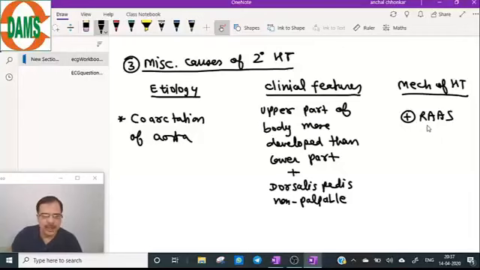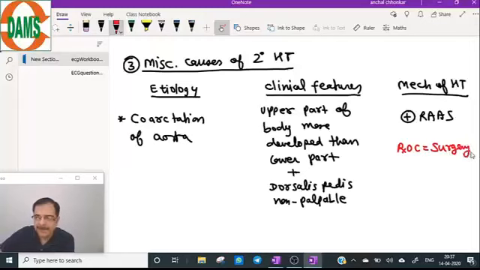In coarctation of the aorta, the treatment of choice is basically surgery. With that, the patient will improve. Coarctation of aorta. Now the second clinical scenario, number 2, miscellaneous cause.